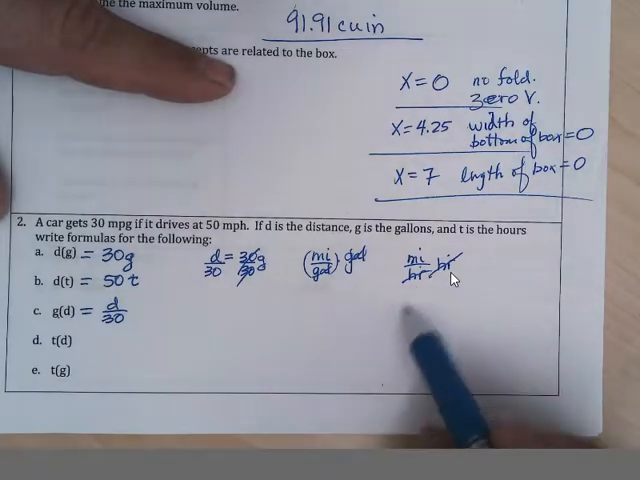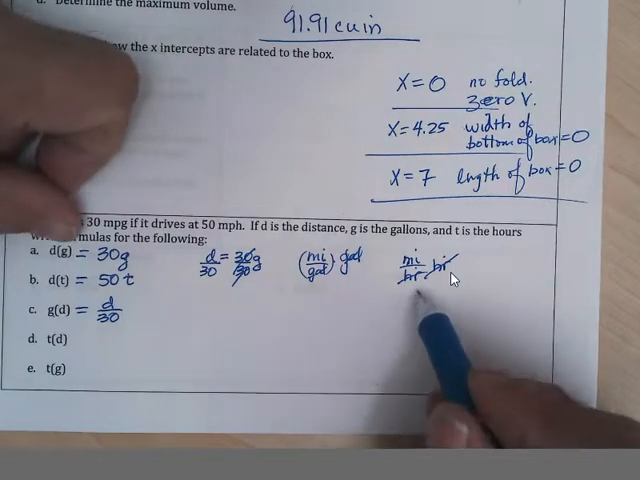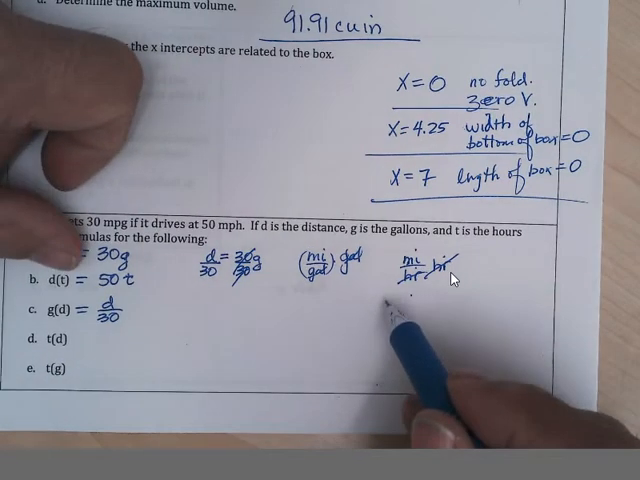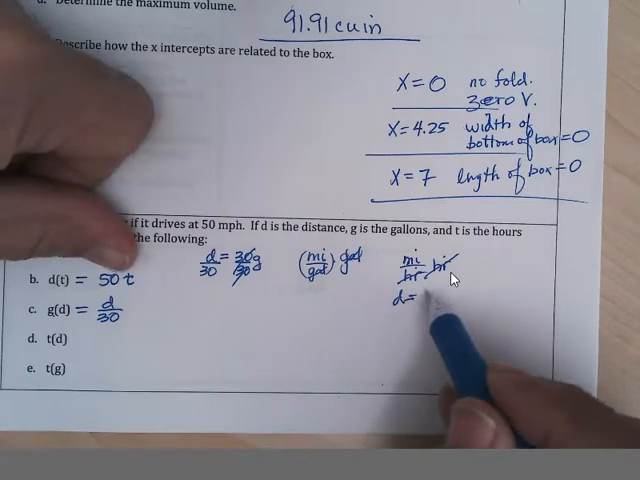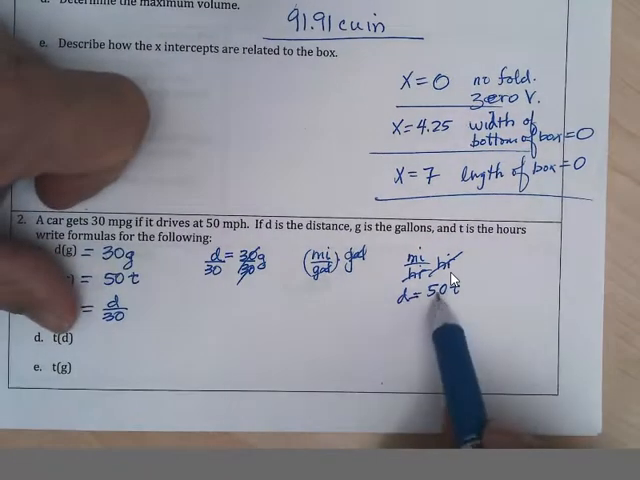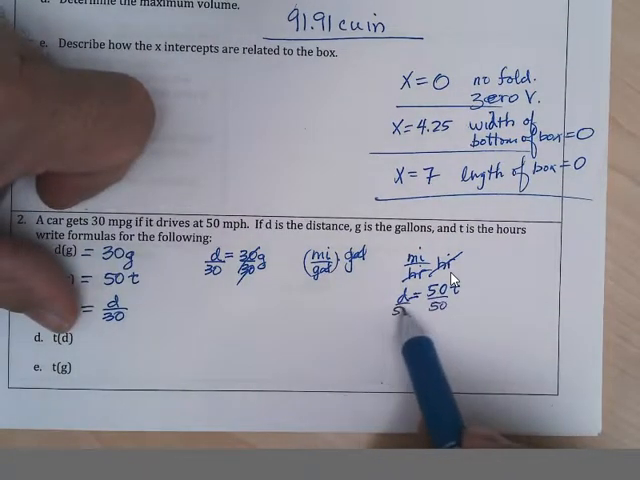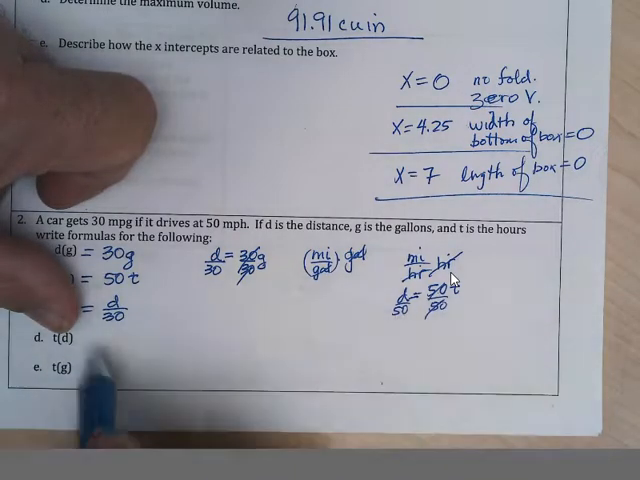And here, if we have miles per hour, the distance equals 50 times the time. If we want to find the time with D in the equation, we have to divide both sides by 50. And time as a function of D is D over 50.